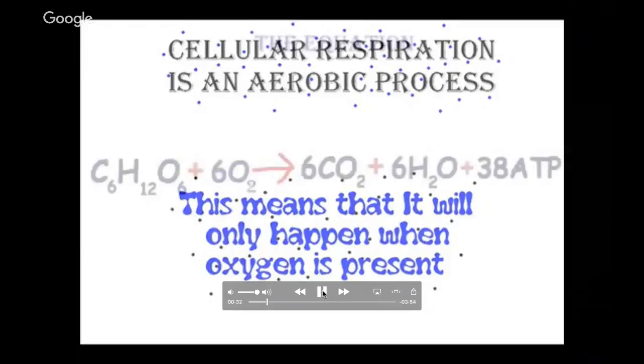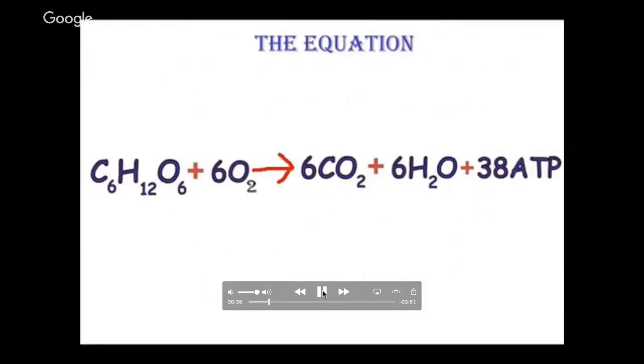Now, the equation for cellular respiration is right here. C6H12O6. What is that molecule? Glucose. We're taking glucose and oxygen, breaking it down into ATP essentially.